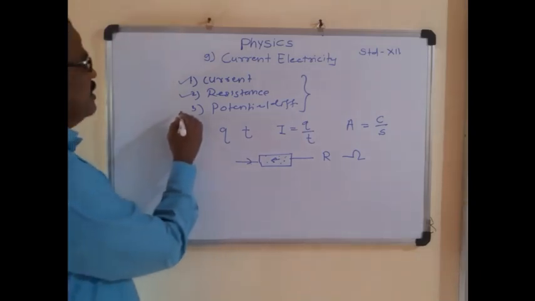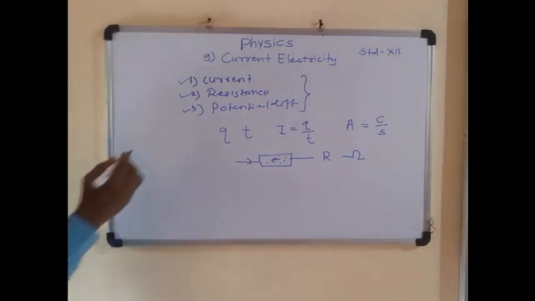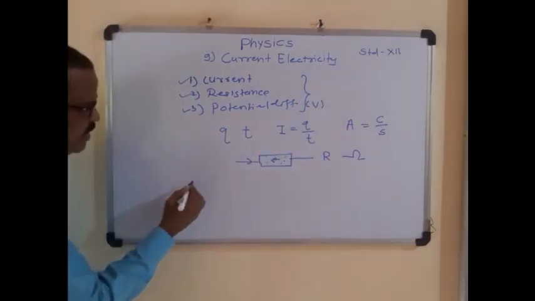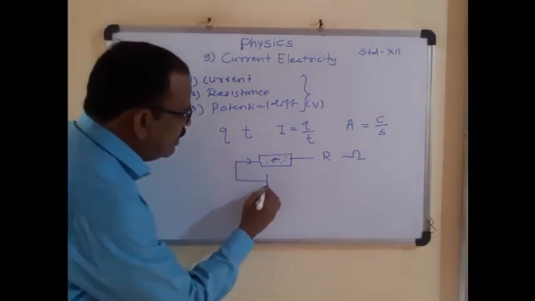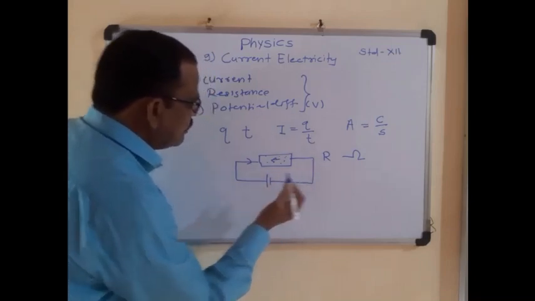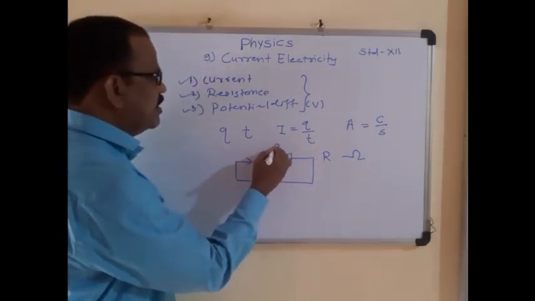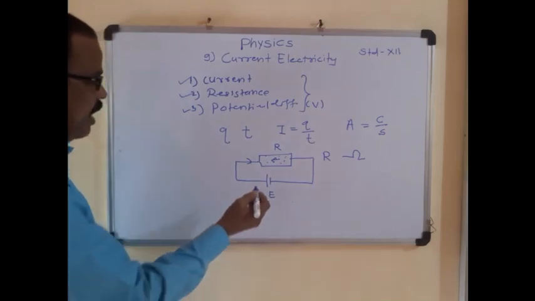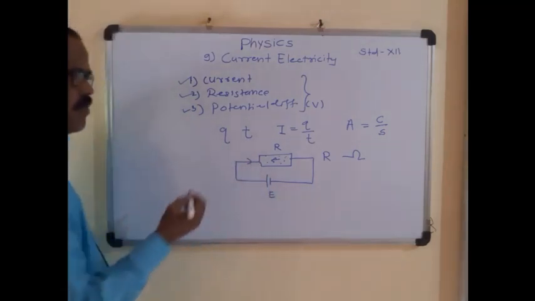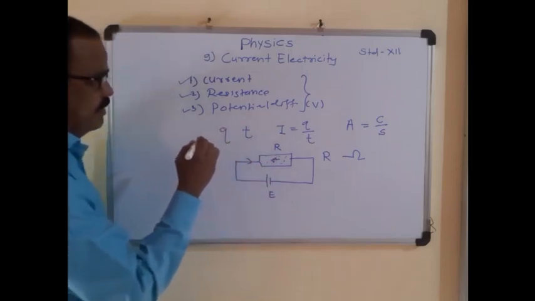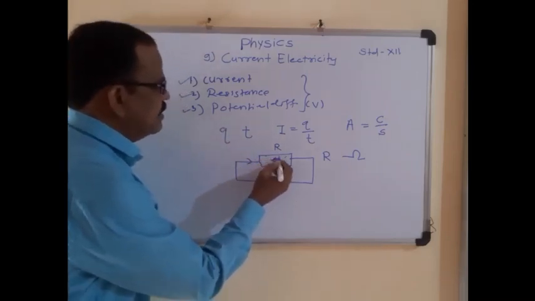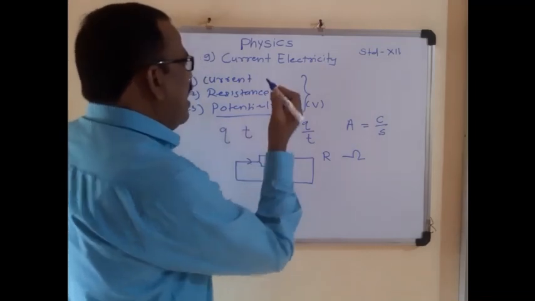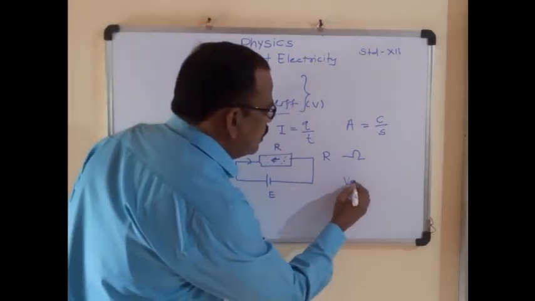Next, what is the potential difference? Potential difference is represented by V. Suppose this conductor has resistance equal to R, and it is connected to an electromotive force E. Then the energy spent by the source of electromotive force to overcome the external resistance in one complete round of the circuit is called the potential difference, and the unit of potential difference is volt.